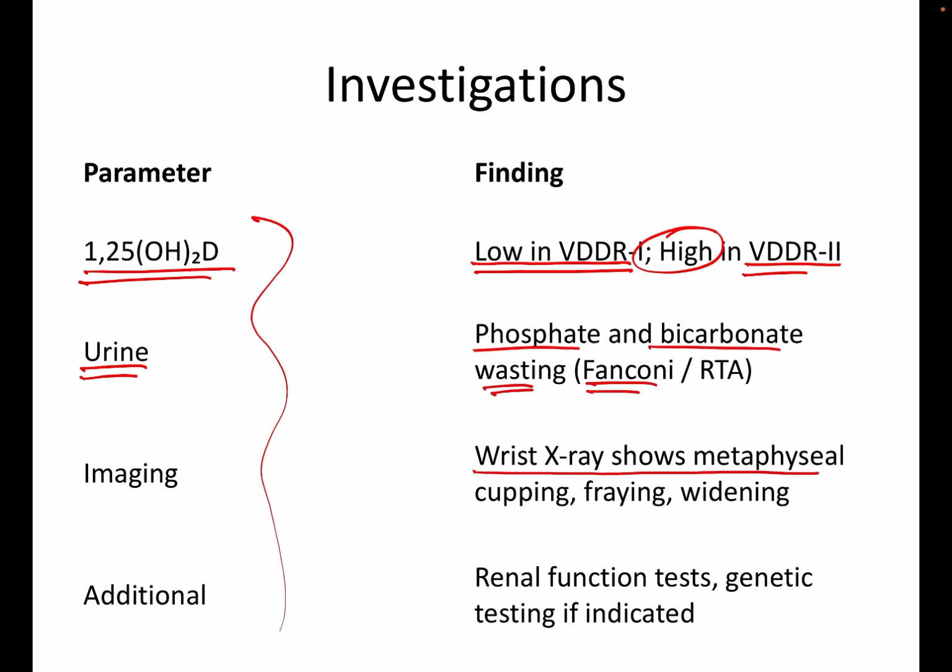Imaging: wrist X-ray shows metaphyseal cupping, fraying, and widening. Additionally, a renal function test or genetic test is indicated based on the symptoms and signs.